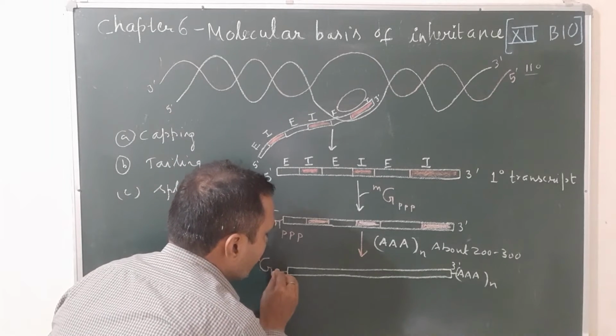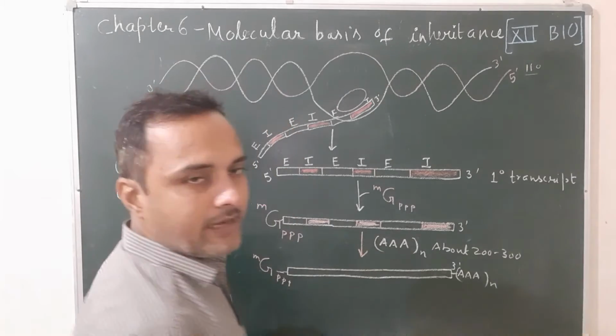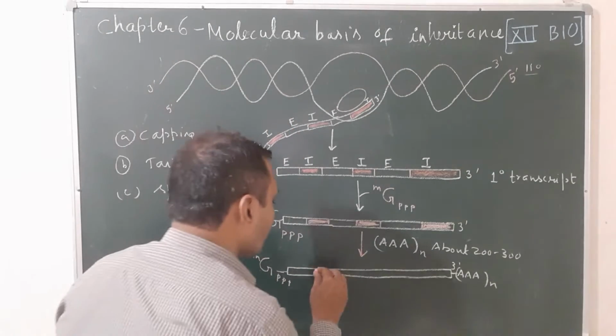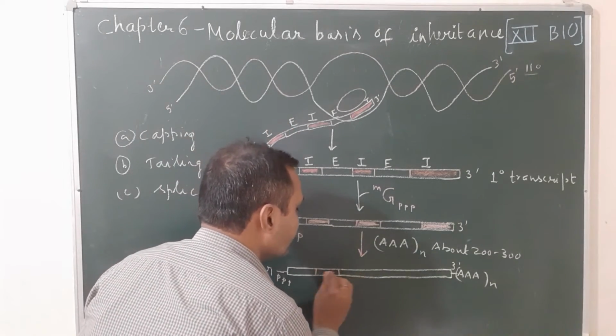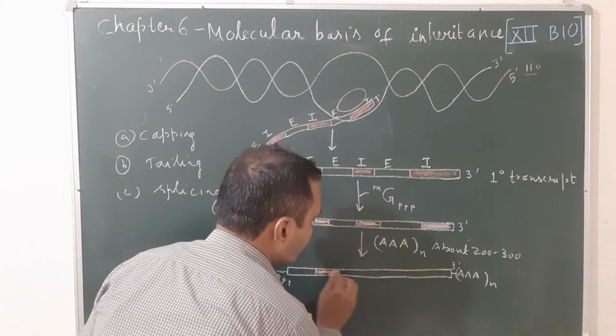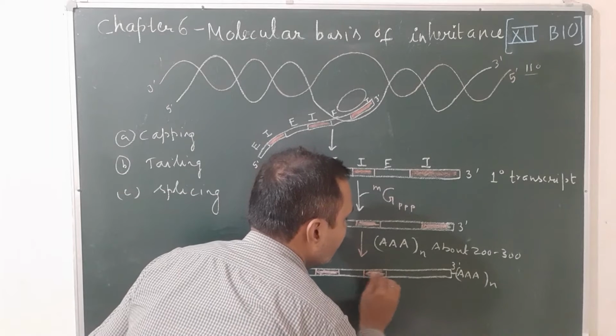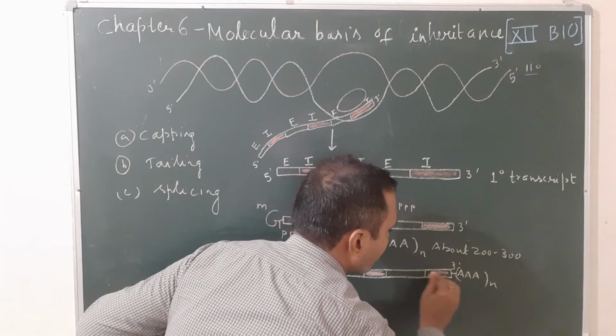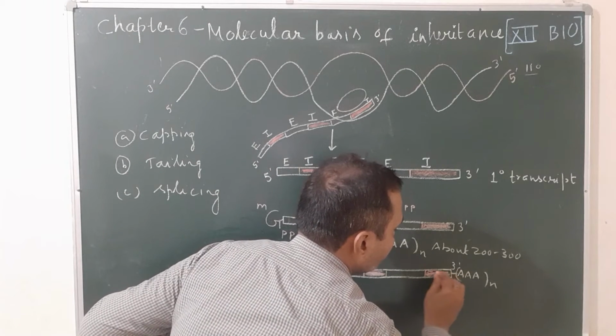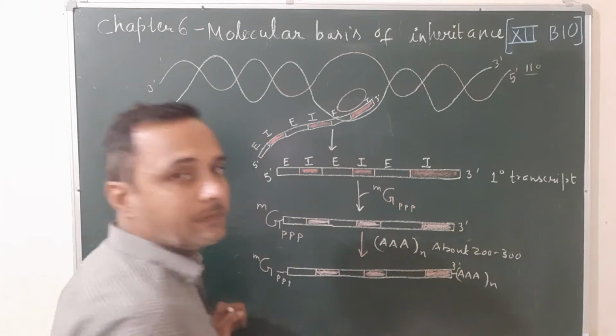So this is the capping and tailing. The rest of the structure will be the same. This is the introns. This is again introns, and this is again introns. And the last step of post-transcriptional modification is the splicing.